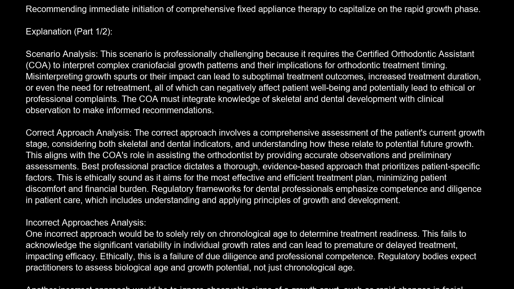Incorrect approaches analysis. One incorrect approach would be to solely rely on chronological age to determine treatment readiness. This fails to acknowledge the significant variability in individual growth rates and can lead to premature or delayed treatment, impacting efficacy. Ethically, this is a failure of due diligence and professional competence. Regulatory bodies expect practitioners to assess biological age and growth potential, not just chronological age.